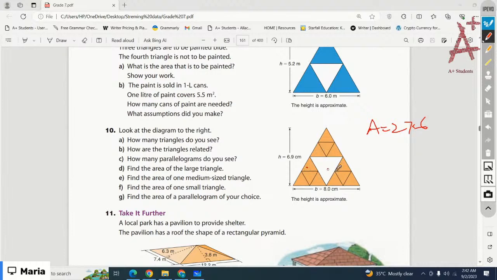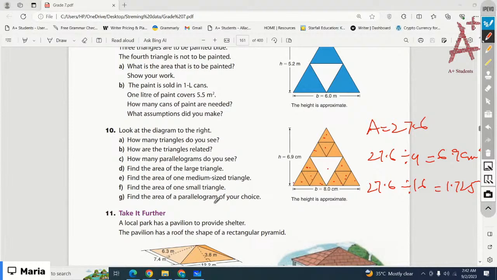You can see you have one, two, three, four triangles. So it would be 27.6 divided by 4. That would be 6.9. That means the area of the middle triangle is 6.9. Then the area of this one small triangle. You have 16 triangles, right? So it would be 27.6 divided by 16. So that would be 1.725, right?